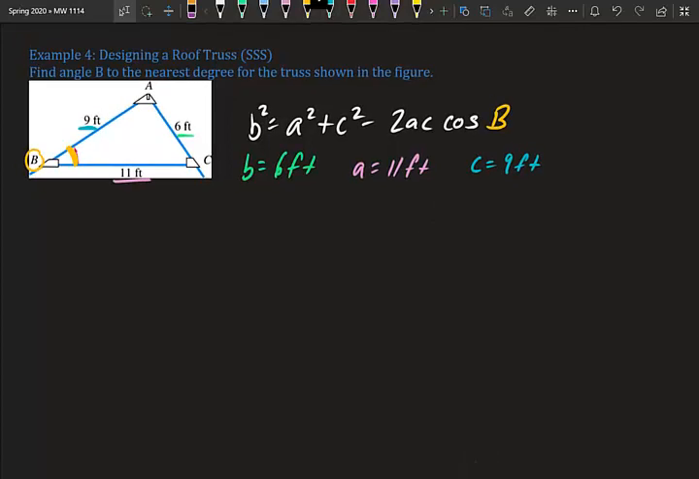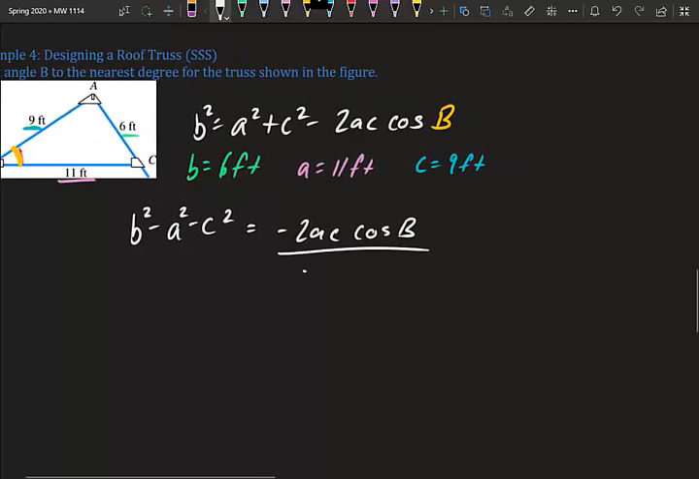Oh, sorry. Before we plug everything in, you can solve for cosine now, or you can plug everything in and then solve. So it doesn't matter how you do it. I am going to solve for cosine first, okay? So solve for cosine first. I am going to subtract A squared and C squared. So we'll have B squared minus A squared minus C squared equals negative 2AC cosine B. Divide by negative 2AC.